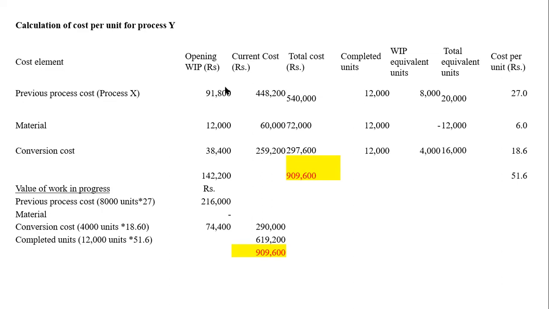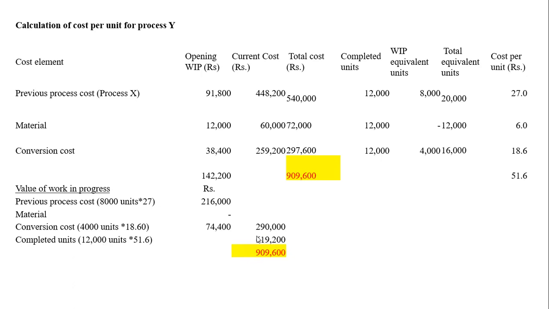Process Y had opening work in progress. Therefore, for the material, this plus this would be this much. So during the period 12,000, at the end of the period, that is for process Y, 8,020. This is divided by 20 gives you the figure. So likewise, material cost and conversion cost is calculated. So finally, valuation is done in this way. Full value, that is 51.6 multiplied by this value, is the inventory.